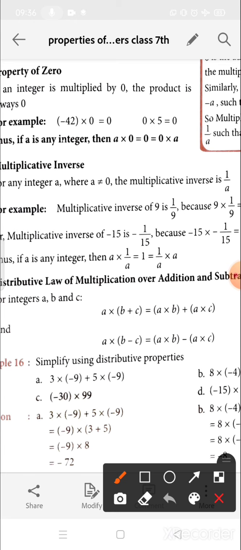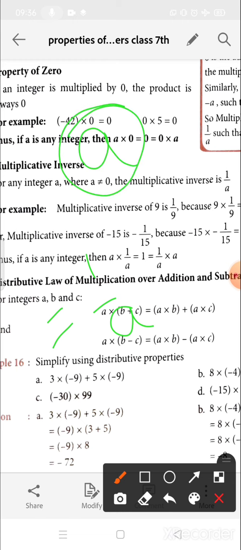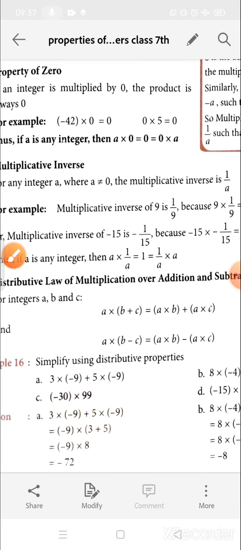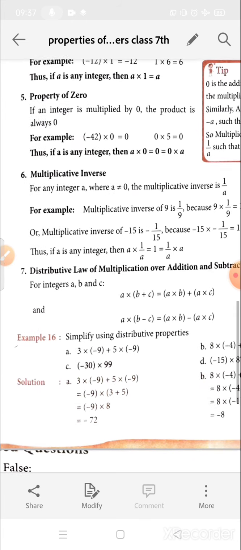The multiplicative inverse of any integer A is equal to 1 by A. And look here, beta, A should not be equal to 0, because if we find the multiplicative inverse of 0, it will be equal to 1 by 0, and we know that this is not defined. Division by 0 is not defined. We cannot divide anything by 0. So A should not be equal to 0 in the case of multiplicative inverse.